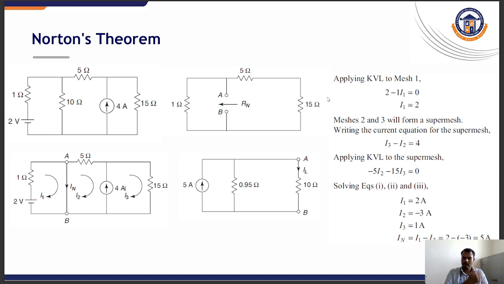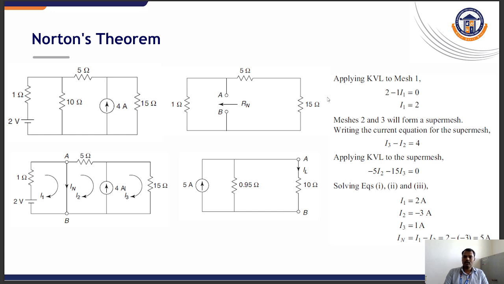For example, consider a circuit given here. It consists of two sources, a 2 volt voltage source and a 4 ampere current source, and we are going to find the Norton current value which is flowing along the terminals A and B. Here 10 ohm is the load resistor, so we are replacing it with a short circuit, and then we are applying KVL to the mesh 1. Applying KVL to the mesh 1, it is 2 minus 1 into I1.